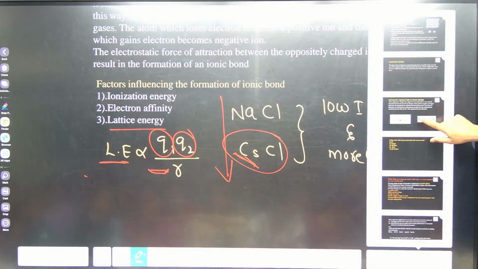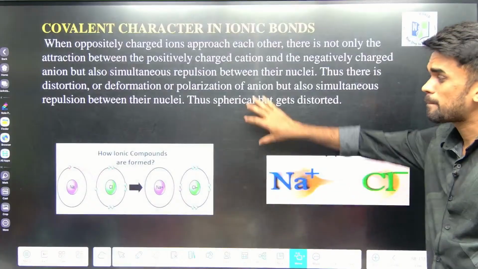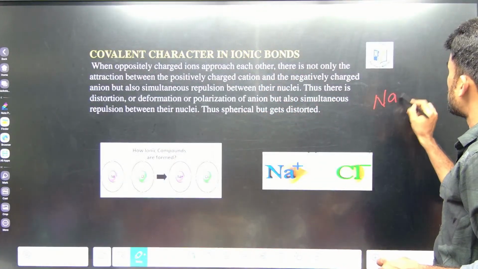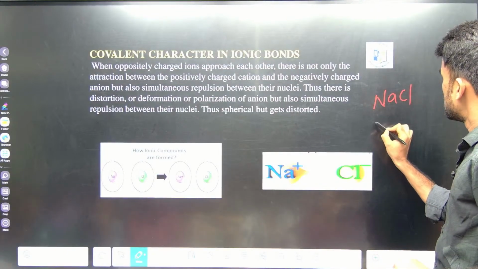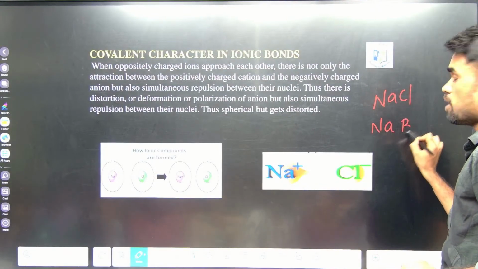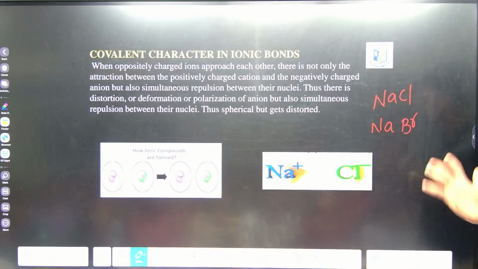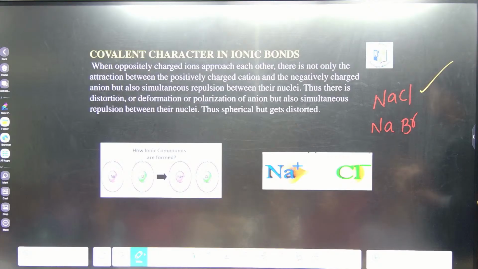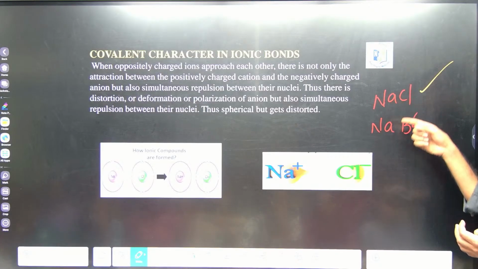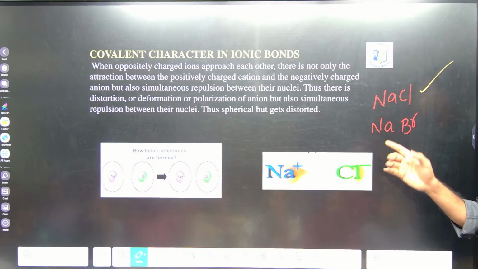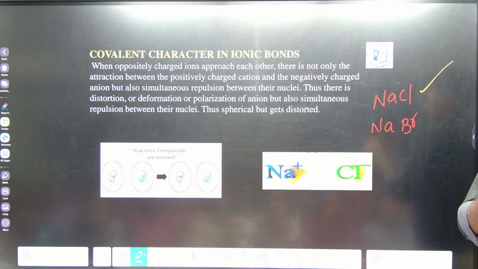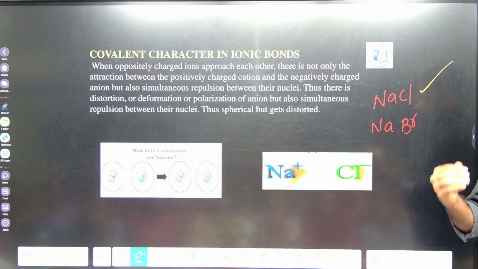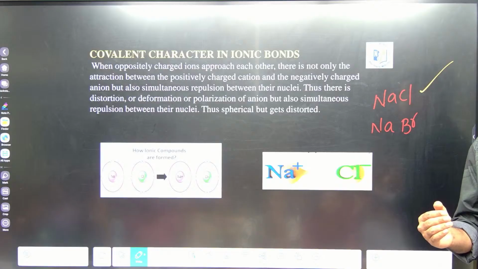Now in ionic compounds, NaCl is an ionic compound. Next, NaBr is also an ionic compound. Both of them are ionic compounds, but which is having more ionic nature out of these two? This is the question. To explain this, we have something called Fajan's rules.